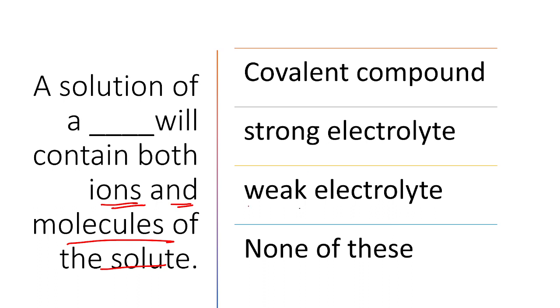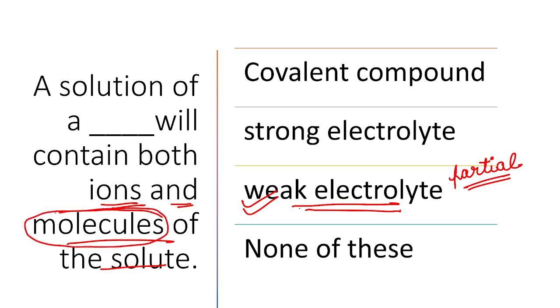Yes, dear children, the answer is weak electrolyte, because in a weak electrolyte, complete dissociation is not there. Do you remember? There is partial dissociation. So there will be undissociated molecules also, and due to partial dissociation, ions will also be there. So a solution of a weak electrolyte will contain both ions and molecules.